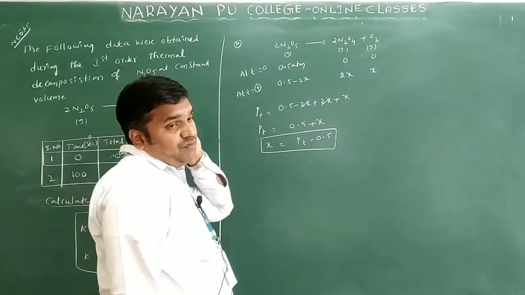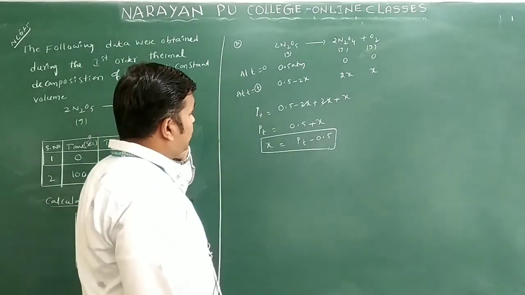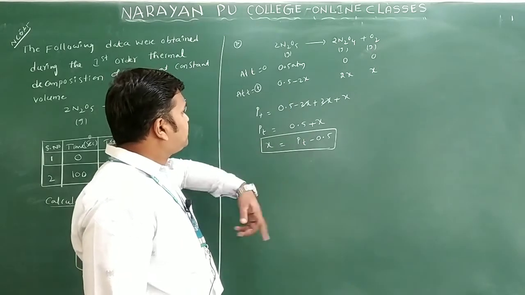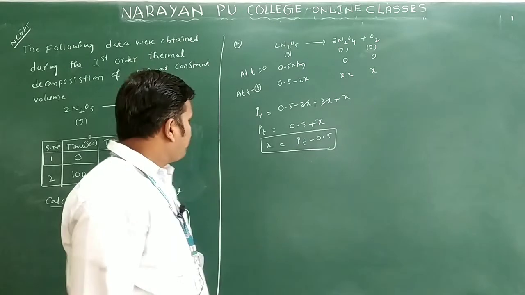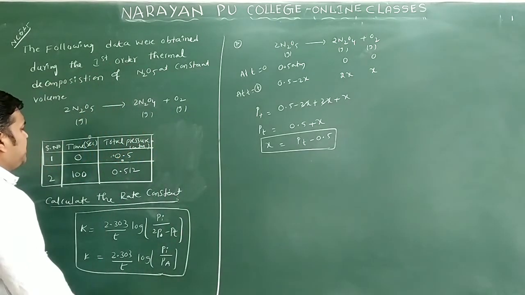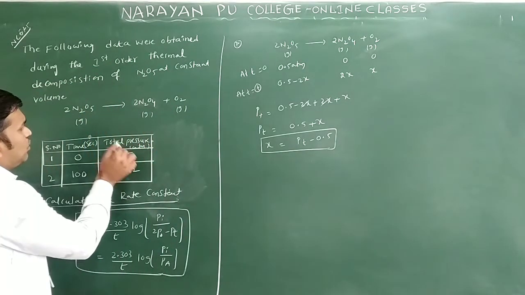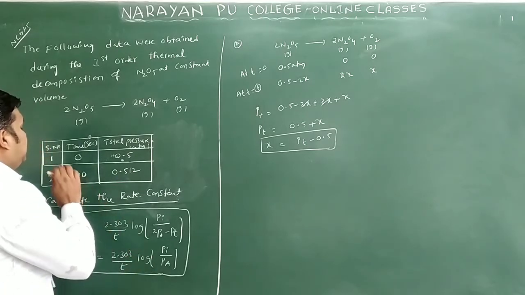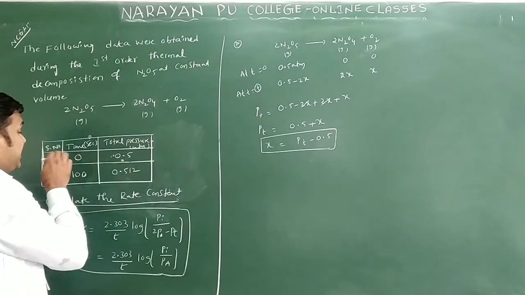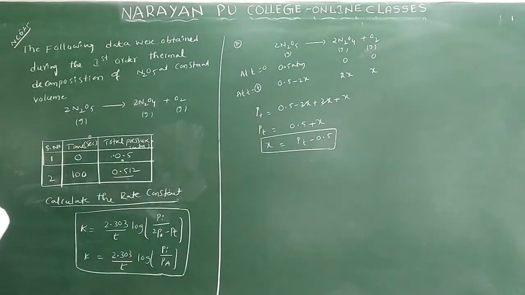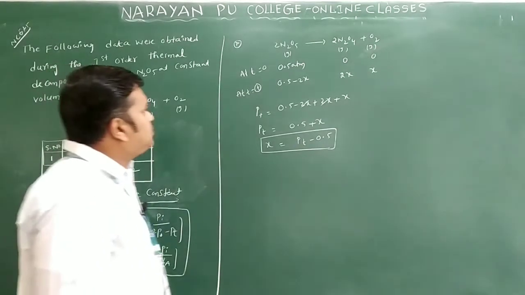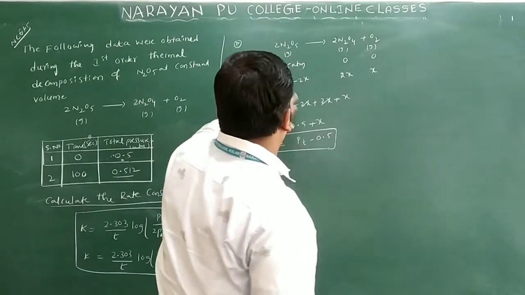We have to find the x value, and you can identify x by using P total. At time 0, the total pressure is given as 0.5. At 100 seconds, the total pressure is given as 0.512. So x equals P total minus 0.5, and you can substitute the value of x in this formula.